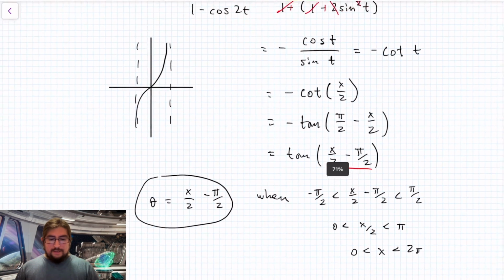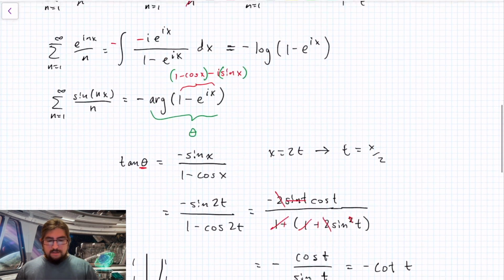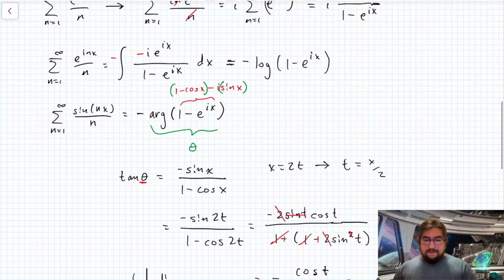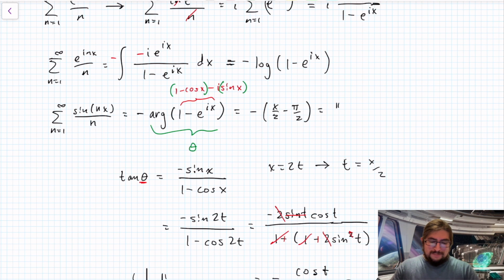Now let's go back all the way above and carry on. So we know now this is negative the argument theta, which was x over 2 minus pi over 2. And again, we'll have a double negative. So that's back to switching things around. Pi over 2 minus x over 2. That is what I wanted. Fantastic. So now let's continue and see some amazing facts that we can use this to prove.